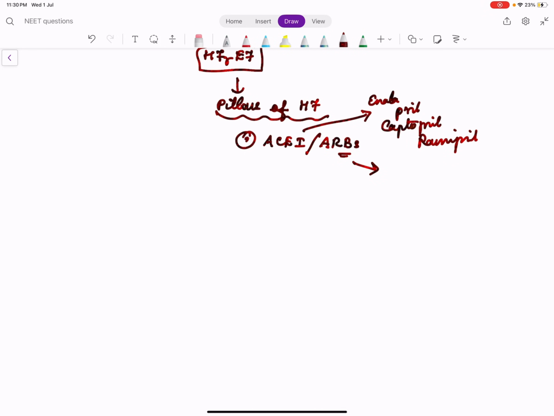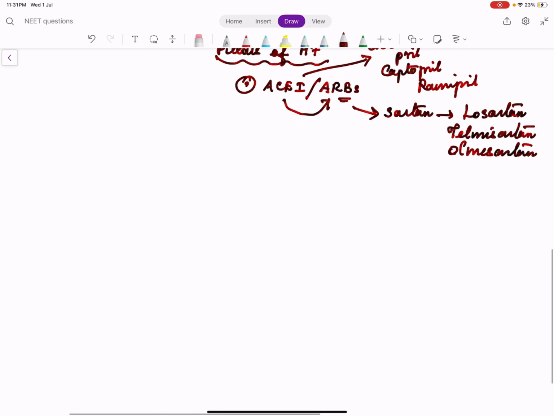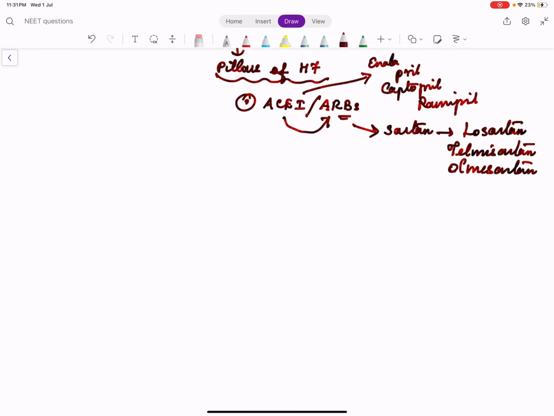ARBs, angiotensin receptor blockers, are anything which ends with sartan, like losartan, telmisartan, olmesartan. These are ARBs. Remember, these act on sequential steps. You know very well that angiotensin converting enzyme converts angiotensinogen to angiotensin. That angiotensin acts on the angiotensin receptor to have its effects on vasoconstriction. So ACE inhibitors and ARBs inhibit sequential steps, so these two should not be given together. The second pillar of heart failure with reduced ejection fraction is the beta blocker.